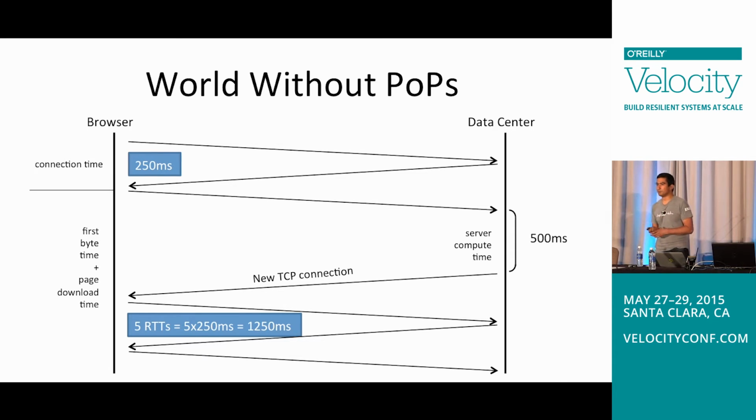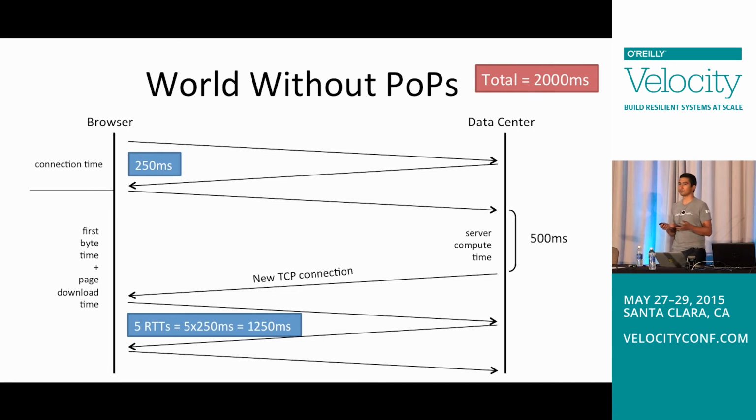A typical LinkedIn page is 60 to 75 kilobytes of HTML. What that means is in a new TCP connection, that will take around 5 round trips, right? 5 round trips is 5 times 250 milliseconds, which is 1250 milliseconds. So if you add all this up, 250 plus 500 plus 1250, in our toy example the time it takes to download the HTML page is 2000 milliseconds, or 2 seconds, right? So that's the world without POPs.